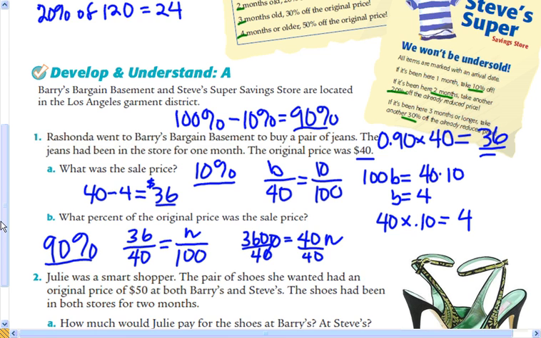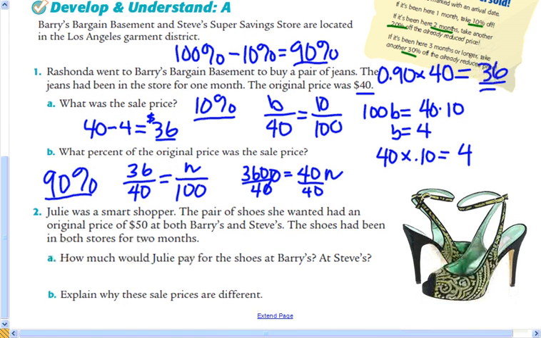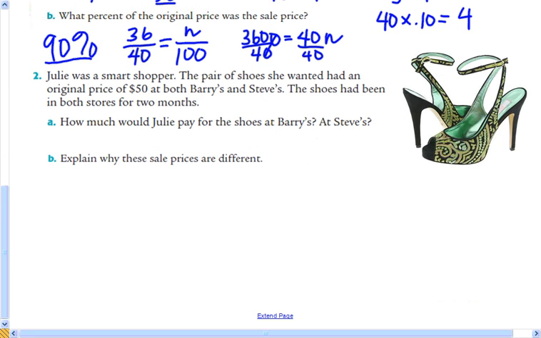So we're going to use that idea in some of these problems. You can always use the proportion if you kind of forget how to do the percent, but try to do some using this new system. So Julie was a smart shopper. The pair of shoes she wanted had an original price of $50 at both Barry's and Steve's. The shoes had been in both stores for 2 months. How much would Julie pay for the shoes at Barry's?